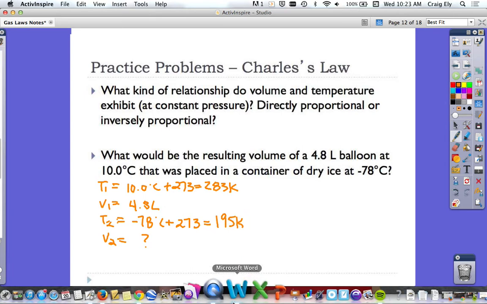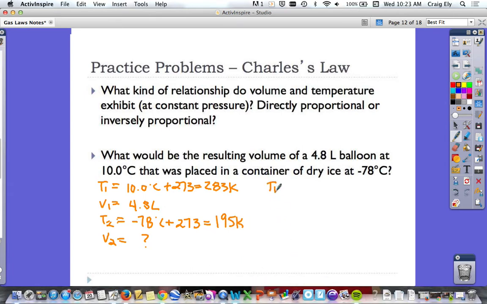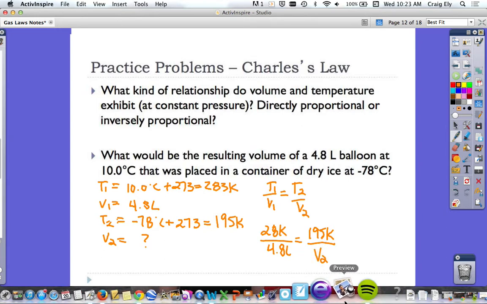All right, now we can plug in our formula. So T1 over V1 equals T2 over V2. So all we have to do is just plug in our numbers. So our first temperature, 283 Kelvin over 4.8 liters is equal to 195 Kelvin over V2. So that's what we're solving for.